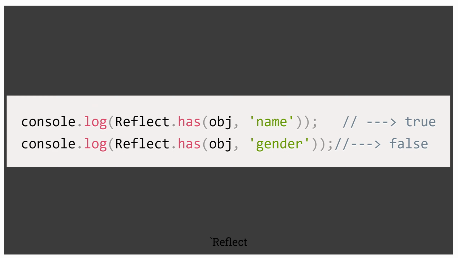10. Reflect.has. Pros: Similar to the in operator but more consistent as part of the Reflect API. Cons: Less commonly used than the in operator.